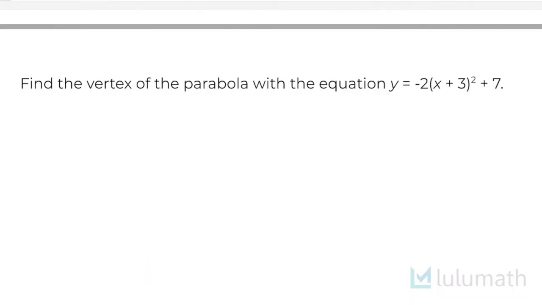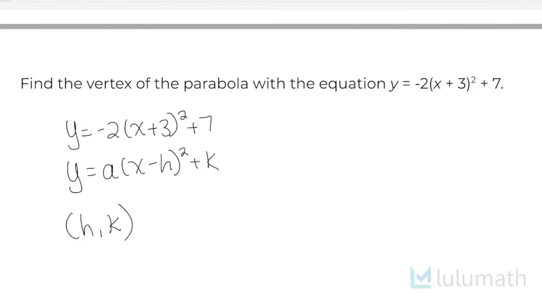In our last example, we're asked to find the vertex of the parabola with the equation y equals negative 2 multiplied by the quantity x plus 3 squared plus 7. And because the vertex occurs at h, we can say that h has to be negative 3 because we need to have minus a negative to turn this into a positive. And we also know that the k value is going to be at positive 7.